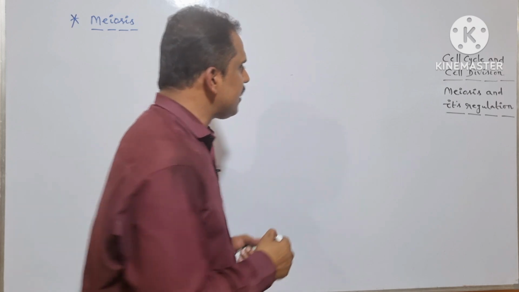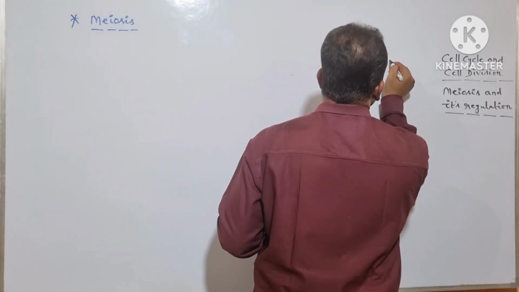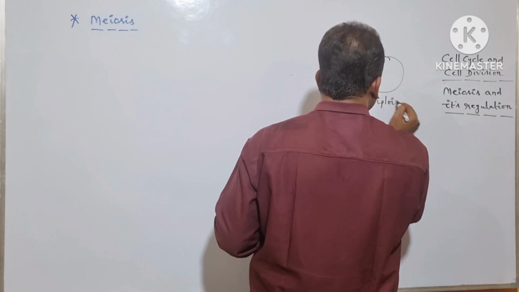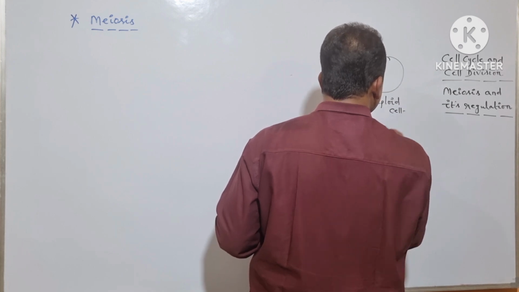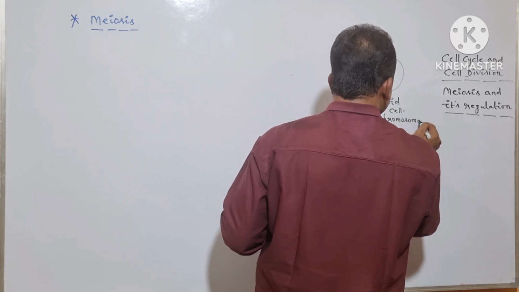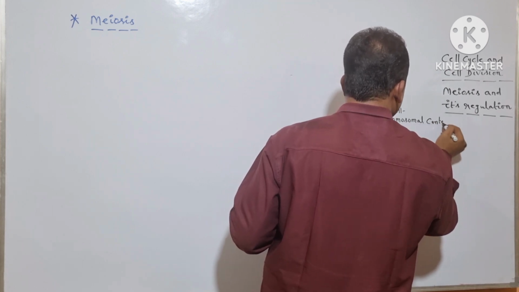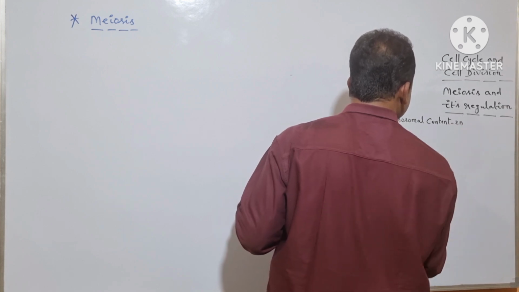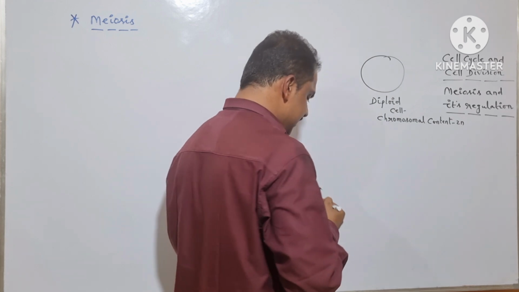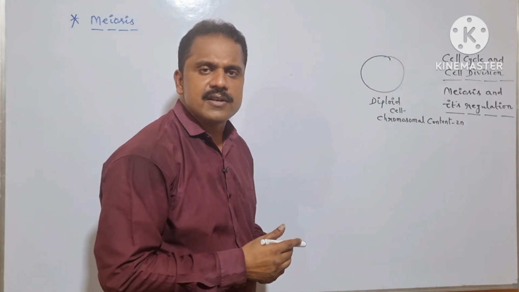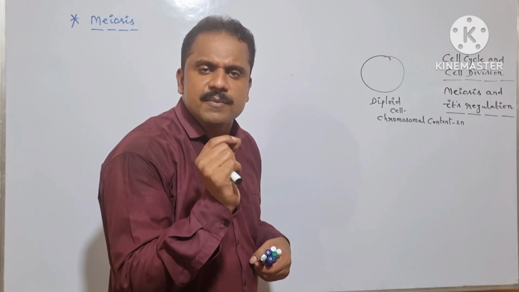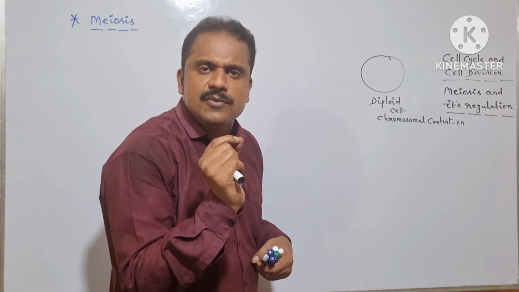Is it clear? So let me show it here. One specific diploid cell. Let us assume it as a diploid cell. In the diploid cell, the chromosomal content is termed 2n. Why? Because one diploid cell has 23 pairs of chromosomes, or 46 chromosomes. Out of 46 chromosomes, 23 are from the father and the other 23 are from the mother.